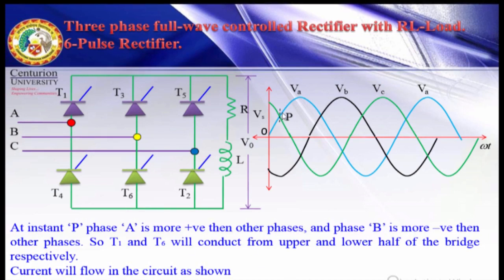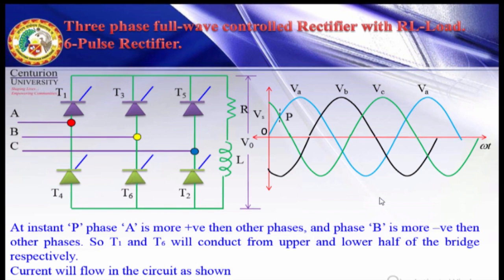Which is connected to positive here? Phase A. So T1 will conduct here. Phase A is more positive than other phases. Here we have 2 positive, one is phase C, another is phase A, but phase A is more positive than phase C. So thyristor T1 will conduct. From the lower half, phase B is more negative, so thyristor T6 will conduct from phase B.